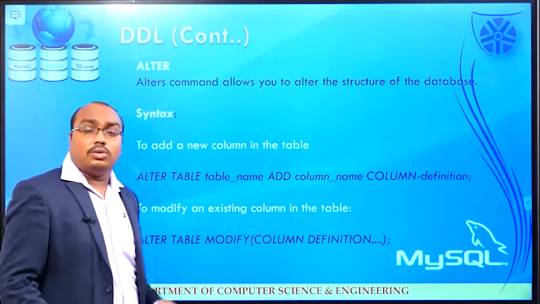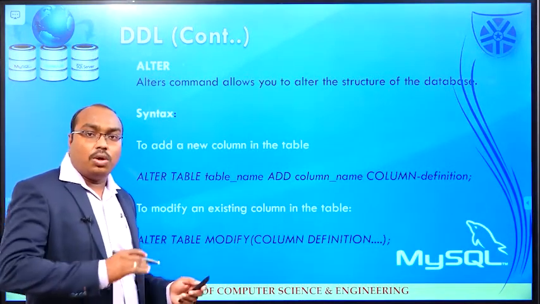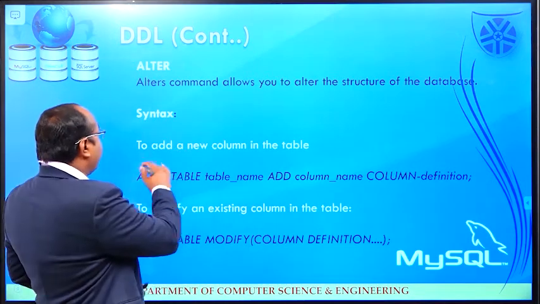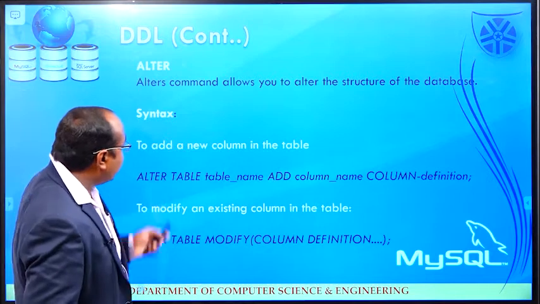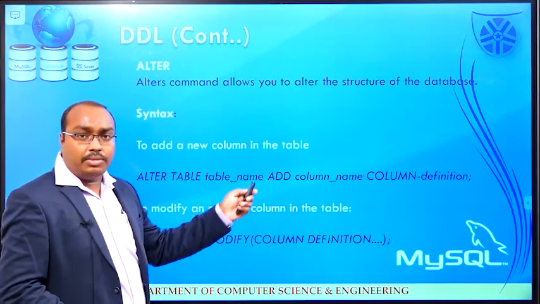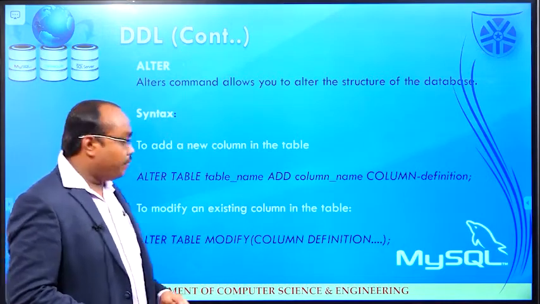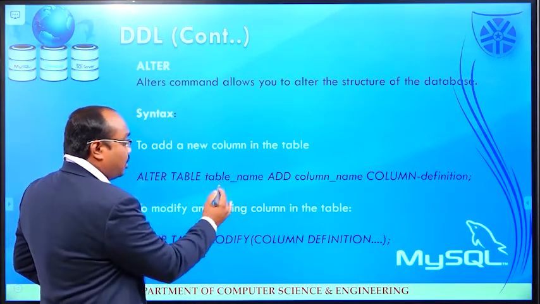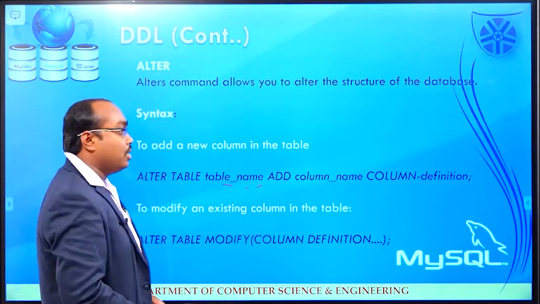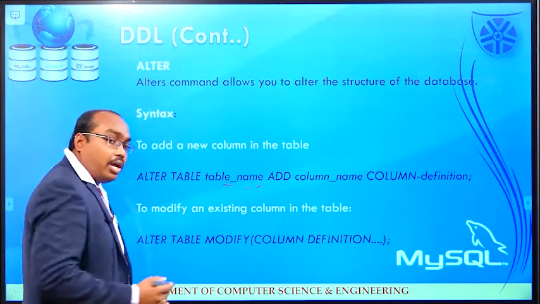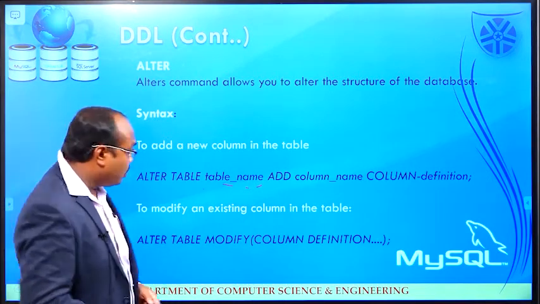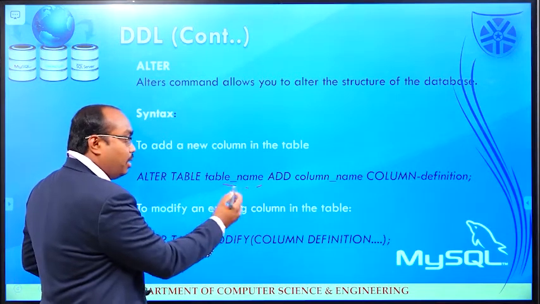the alter command. The alter command is used to modify the table structure. For example, this is the syntax for the alter command. First, I have to add one new column into the predefined table. So alter table name, add column name and column definition. For example, here I want to add one more column in the student table.